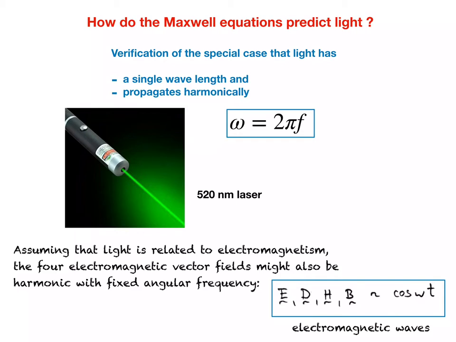Taking the view that somehow light is related to electromagnetism, the four electromagnetic vector fields, if they indeed propagate through space, might also be harmonic with a fixed angular frequency. The time dependence of these vector fields may then be described with the cosine function, with the argument omega t. As usual, the angular frequency omega is defined as 2 pi times frequency f.